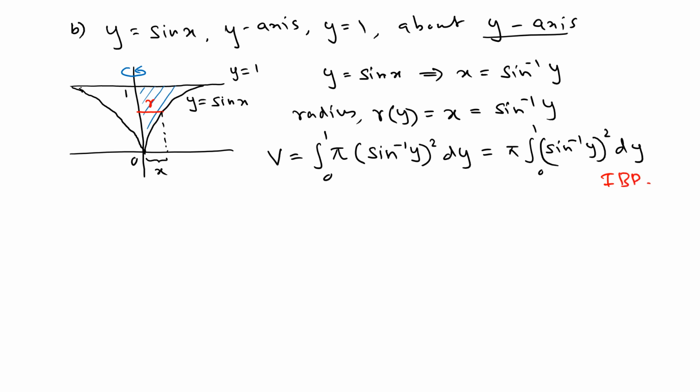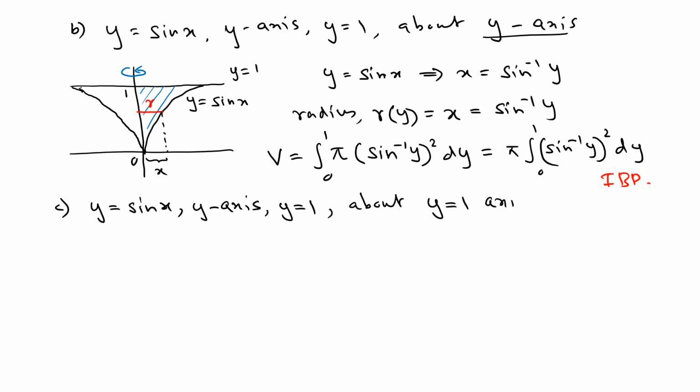Okay, so let's do part C. What's part C about? Let's say y equals sine x, and the y-axis, and the y equals 1 line, rotated about the y equals 1 line. That's actually a different rotation. It's the same region, but we have a different axis now.